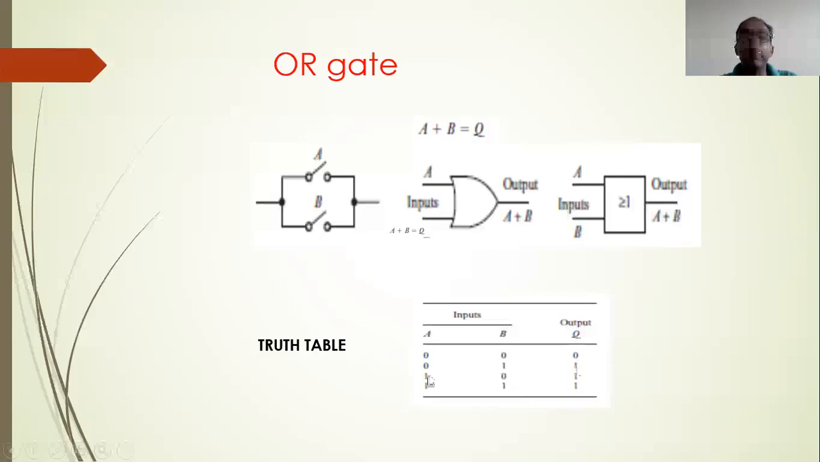See the third condition. A is 1, so A is put on. B is put off, it is switched off. So A or B is 1. A is 1, fine. B is 0, no problem. If A is 1, even though B is 0, I'll be getting 1. Then finally, if A is on and B is on, then Q will be on. So this is the truth table for OR gate.